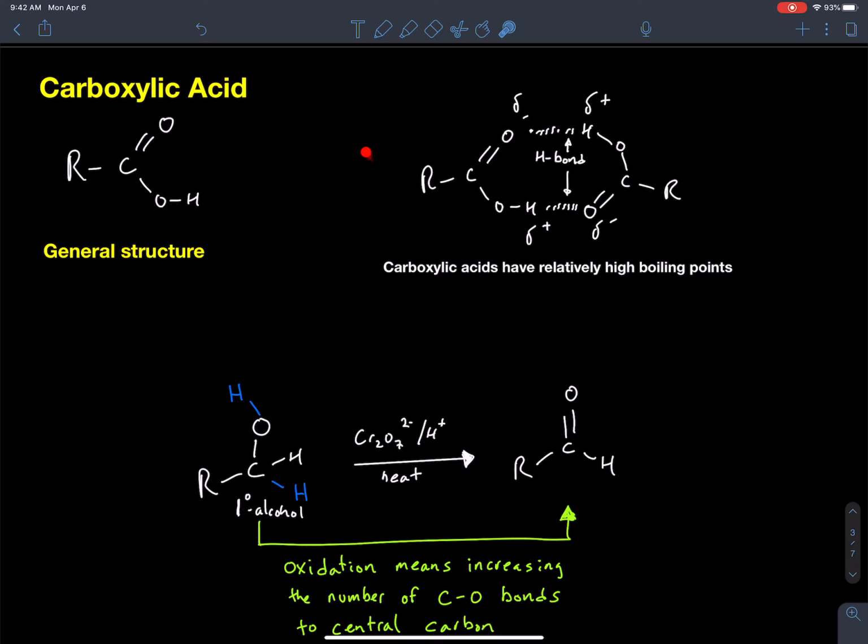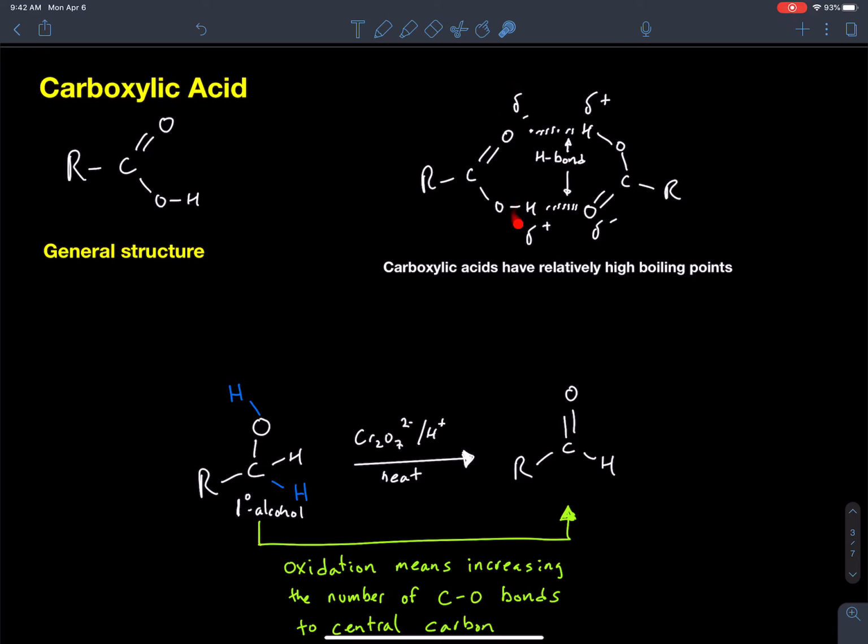Okay, and one big property of carboxylic acids is that they have higher boiling points. So the carboxylic acid compared to all the products would come off last from the distillation. And the reason for that is because carboxylic acids have very strong hydrogen bonds. If I take a look at the structure, the double bond oxygen is partially negative charged.